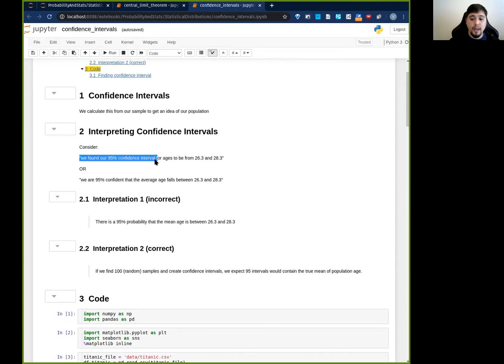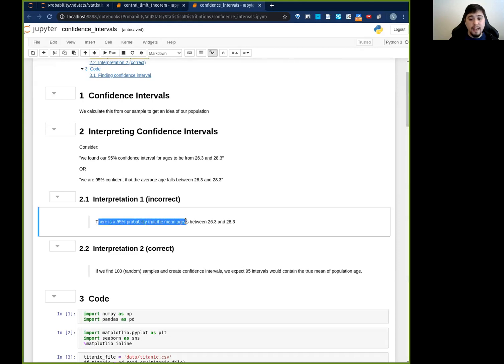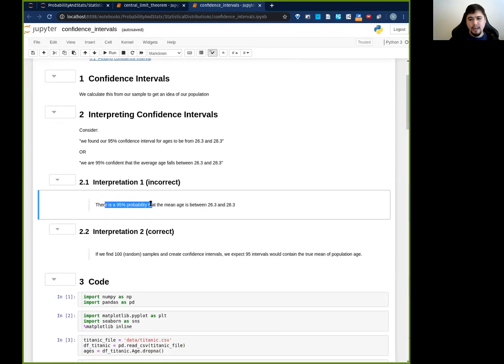Again, I'm not going to go into full details here on the confidence interval, but I wanted to show one quick thing: usually the incorrect interpretation of a confidence interval is that there's a 95% probability that the mean age is between 26.3 and 28.3. For the record, you can calculate the confidence interval within one line. It's very quick to calculate, but usually people interpret it wrong. This is not technically the right interpretation.